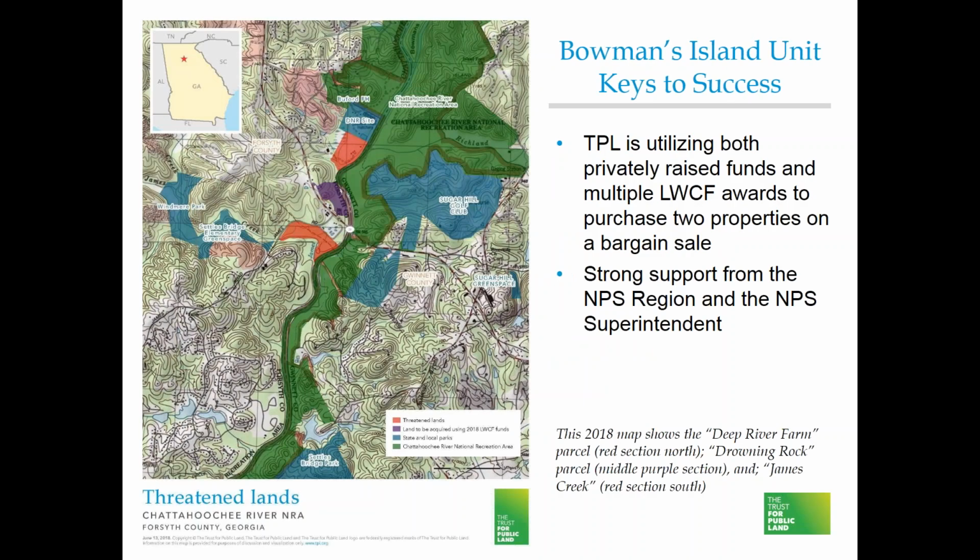Great. So this is a map of the Bowman Islands unit of the Chattahoochee area. It's the area where the Trust for Public Land has been working most diligently, and where I, in my federal affairs capacity, have done a lot of work recently. So if you take a look, you can see at the top red section, that is our Deep River Farm parcel. The middle parcel is Drowning Rock, and the bottom is James Creek. Those have also all been active at the same time for TPL.